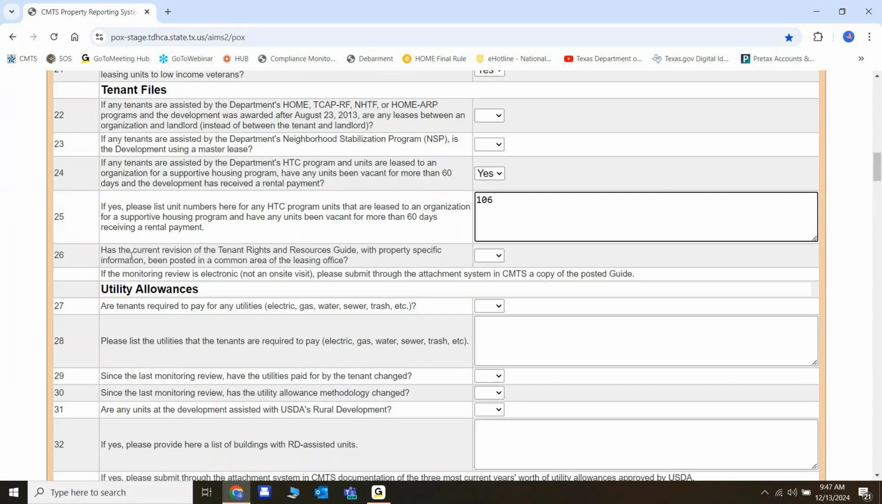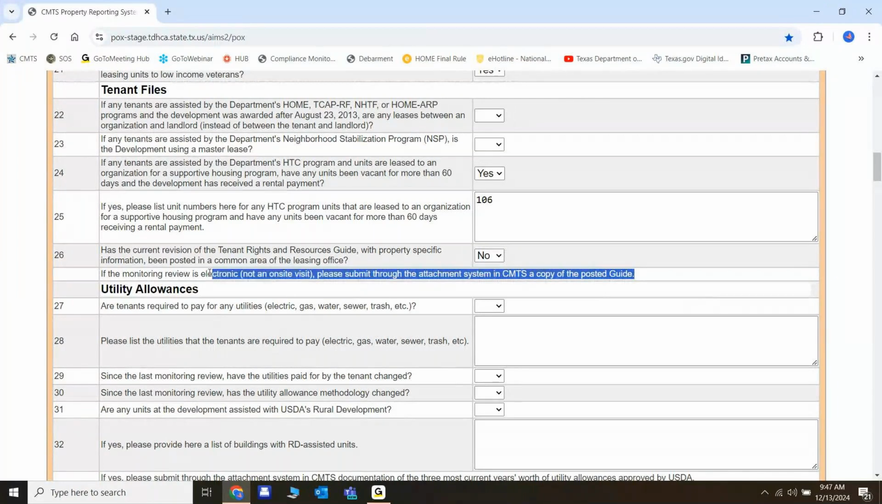Next is, has the current revision of the Tenants' Rights and Resource Guide with the property-specific information been completed and posted in the common area of the leasing office? This is yes or no. If it is no, this is not a trigger of noncompliance, because what that's telling you is you should get that posted before that monitor shows up, because if it's posted when we get there, we're not going to cite noncompliance. But this is just like, look around your office, make sure.